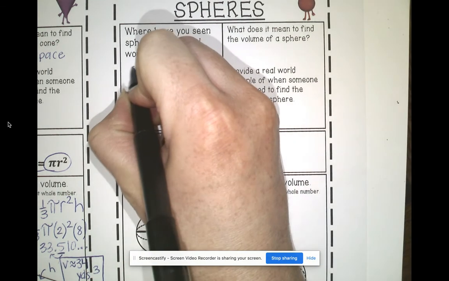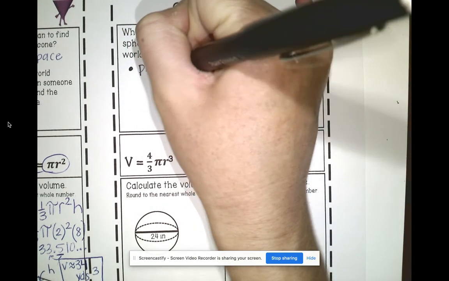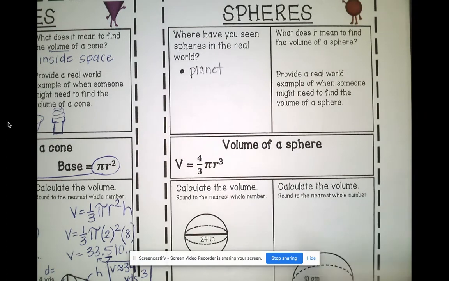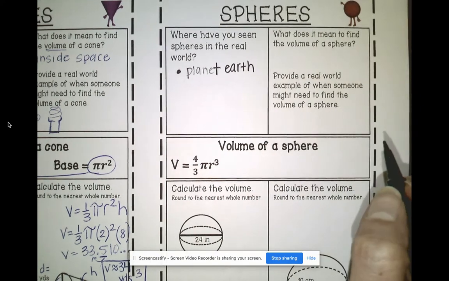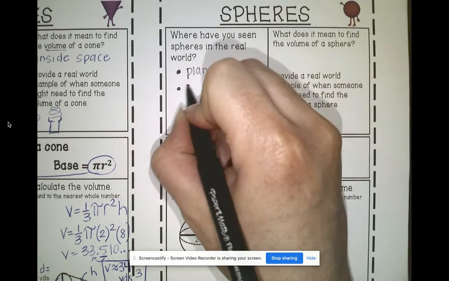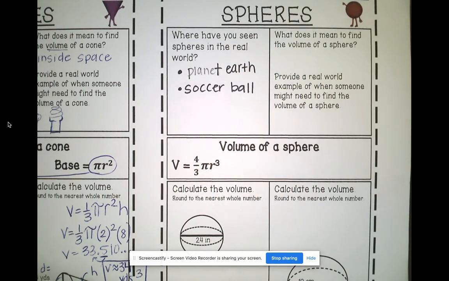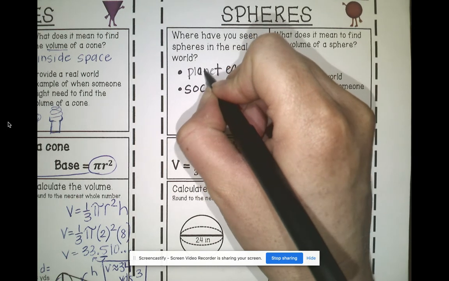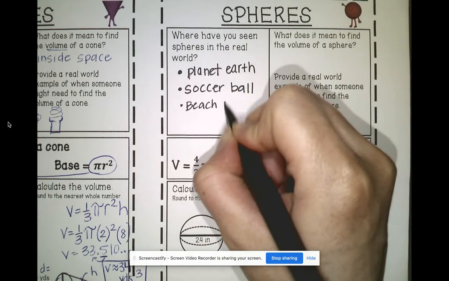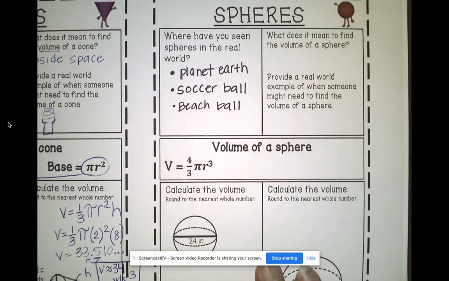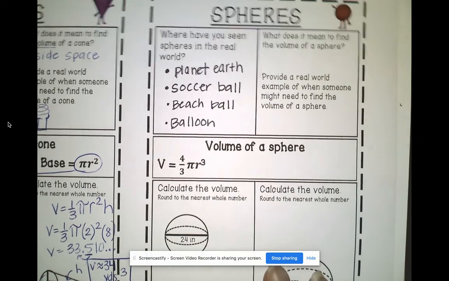A couple that I came up with is planet Earth. Soccer ball. You could use basketball, volleyball, tennis ball, beach ball, balloon. I think you guys get the idea.